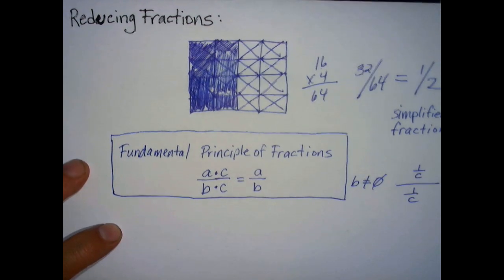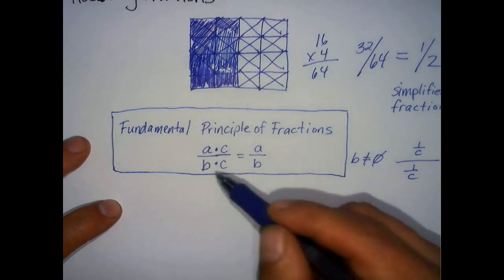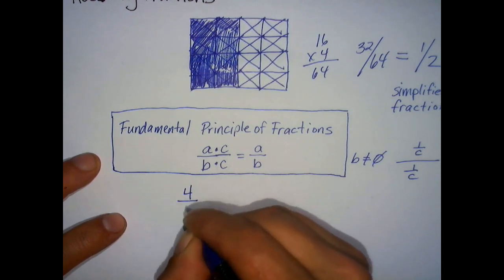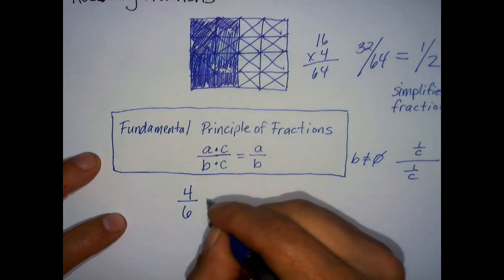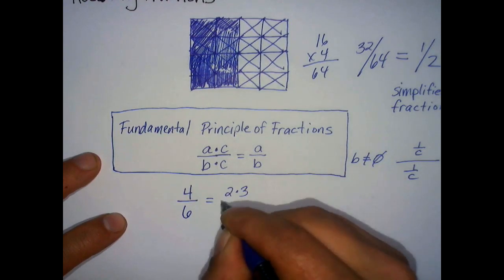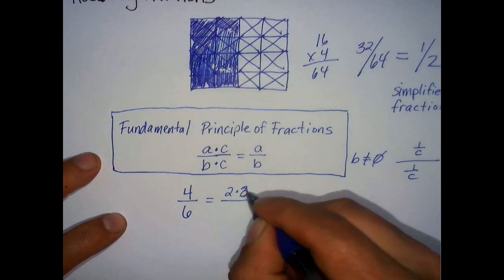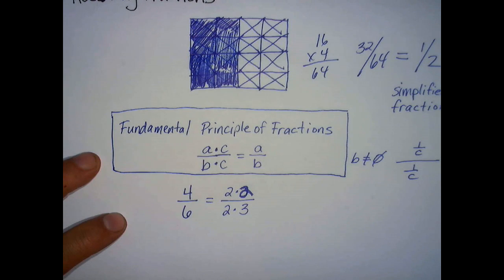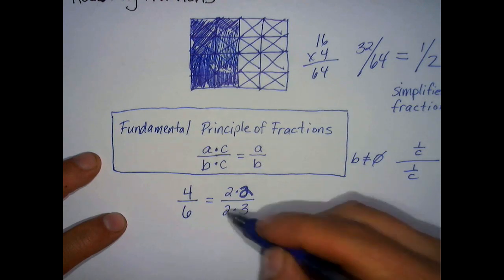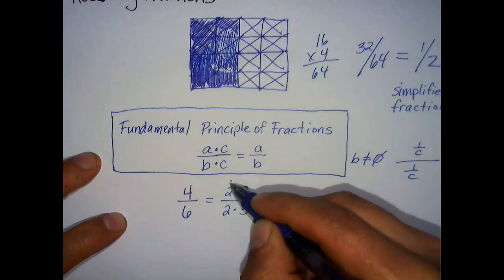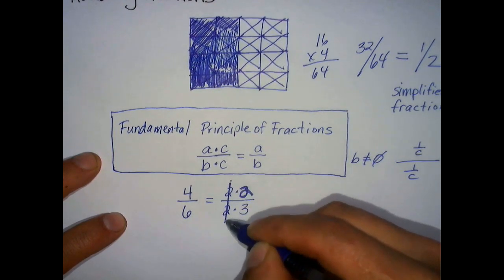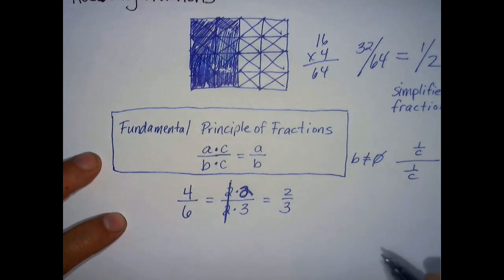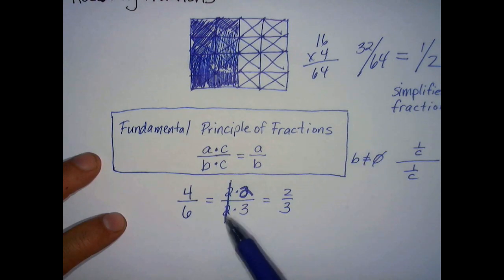So why do we want to know this? If we have, let's go real simple here, 4/6. We know that 4 is 2 times 2, and 6 is 2 times 3. Do you see where the C is? C is 2. It's also 1. You can factor that out. So 4/6 is 2/3.